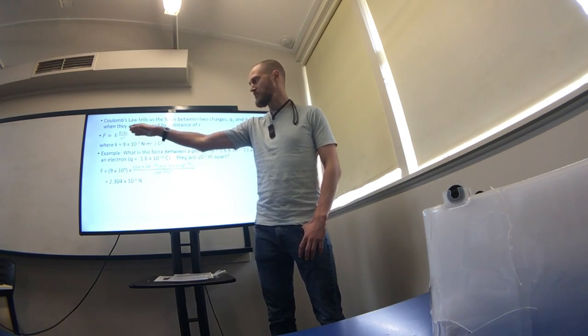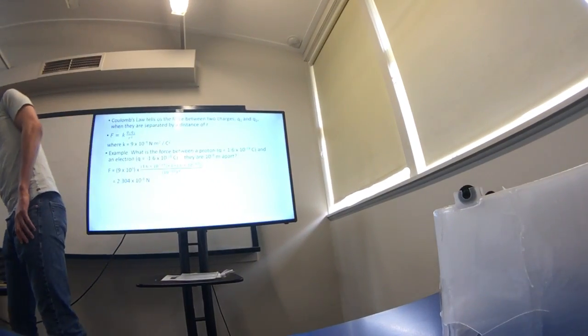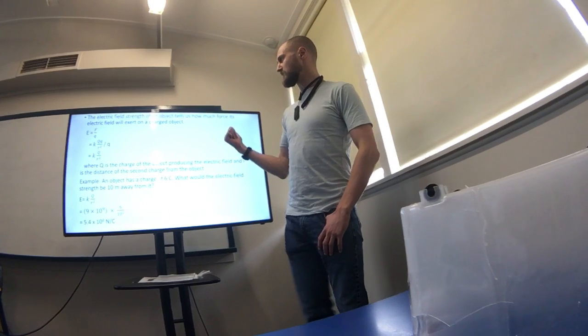If you know the value of K in the equation and the distance between them, then it's very, very simple to do, assuming that you don't stuff up on your calculations down the bottom. And the only other thing that forms part of today's lesson is on electric field strength.